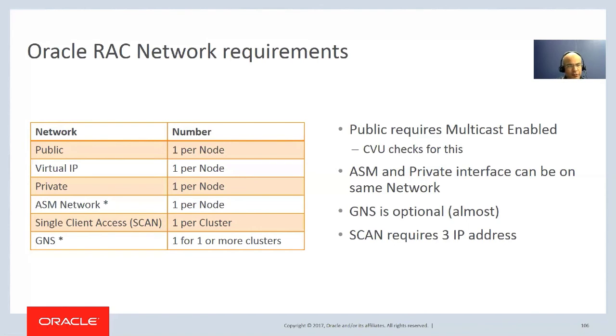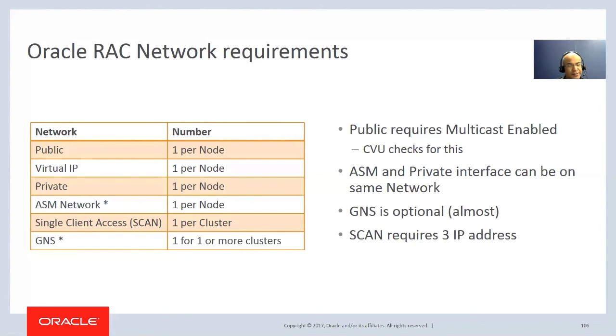But I just thought I'll put it out there. You have all these different kinds of network and IP requirements and all that, kind of put all that together. Again, public is something that you will have for single instance. Virtual IP is there for a specific reason, and that's to ensure that your sessions can fail over very, very quickly. Private network is for the heartbeats and the cache fusion that we just talked about. ASM network is for using the ASM.